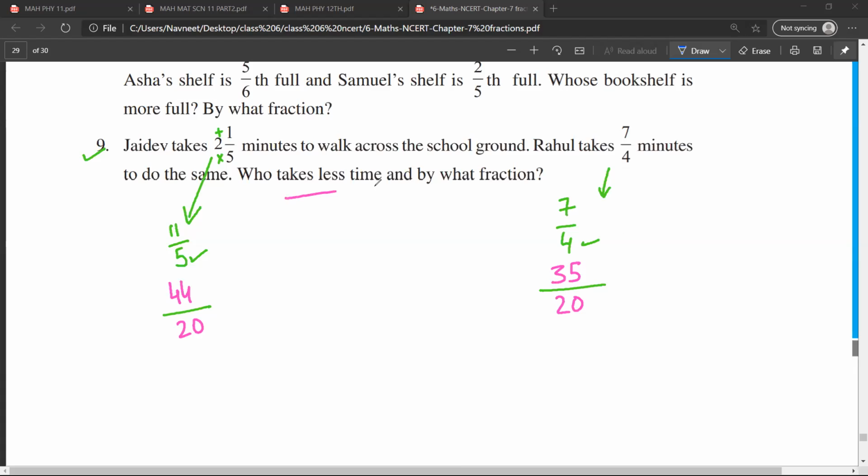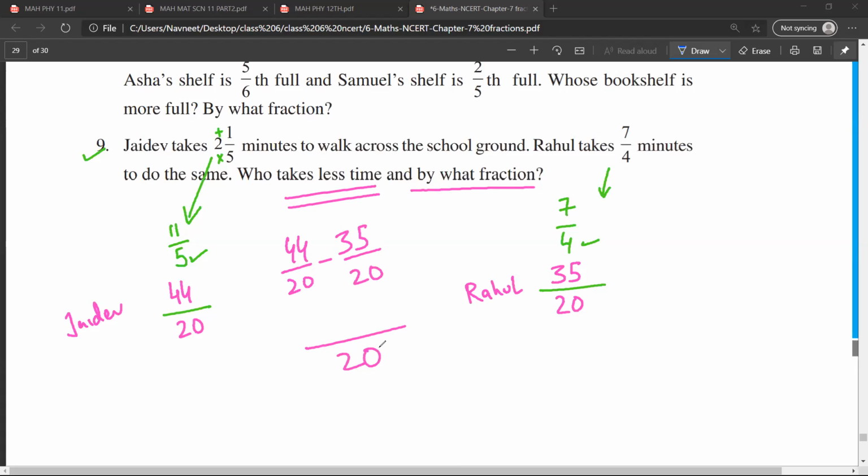So who takes less time? 35 by 20. Rahul takes less time. And by what fraction? I need to subtract 44 by 20 and 35 by 20. What will be the answer? 9 by 20. Perfect.